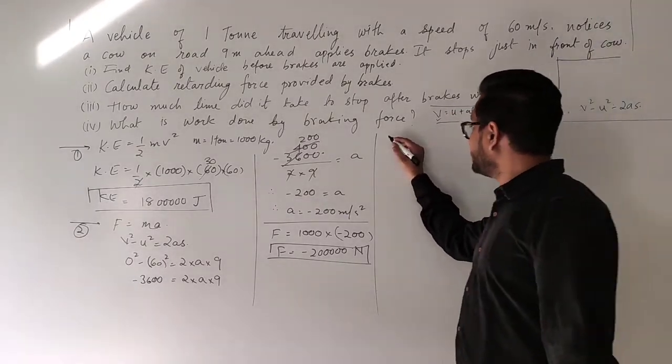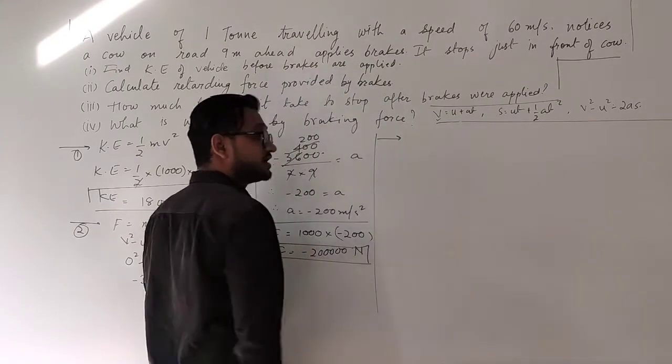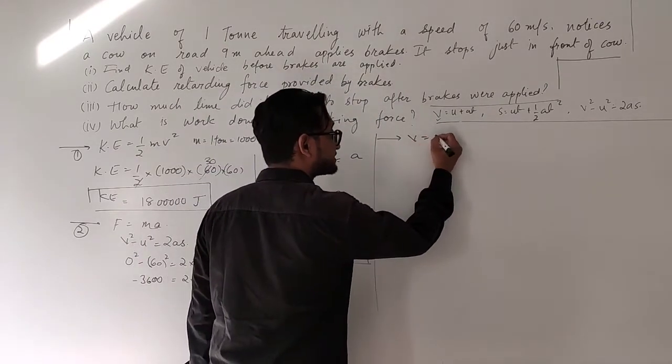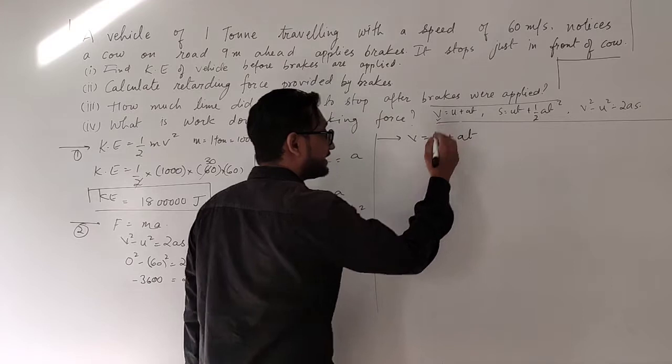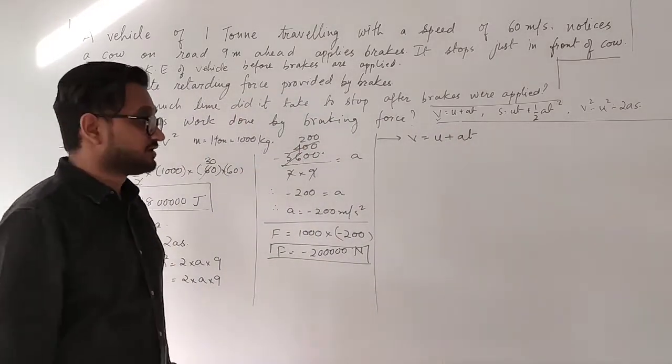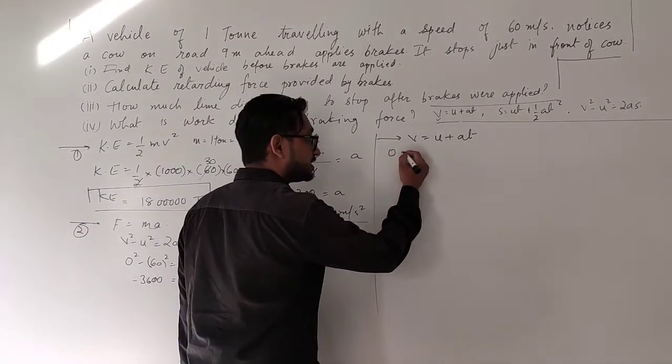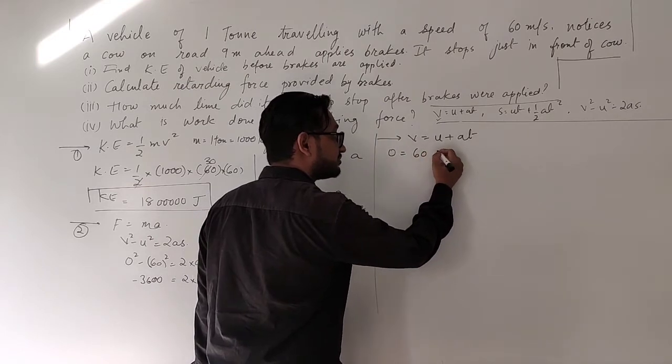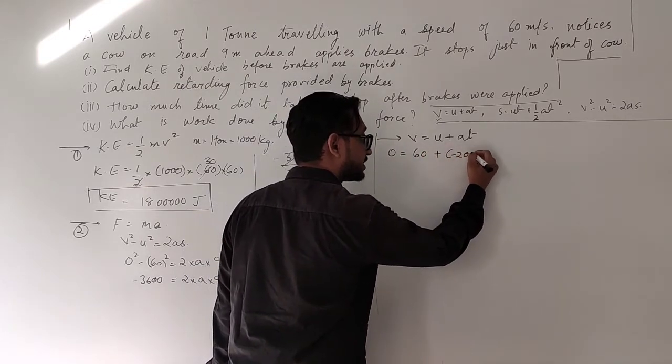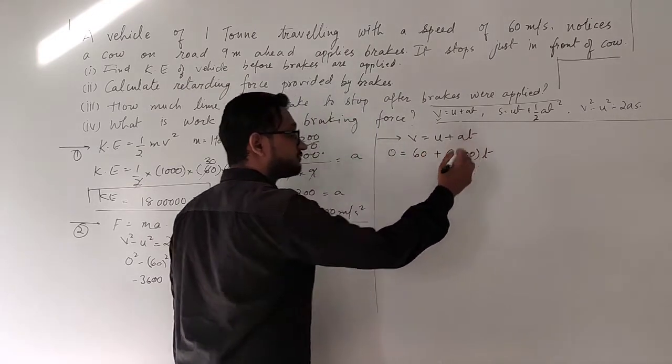Okay? So for the third answer we are using this one, that is v is equal to u plus at. Final velocity is 0, initial velocity is 60, plus acceleration is minus 200, time t we need to find.